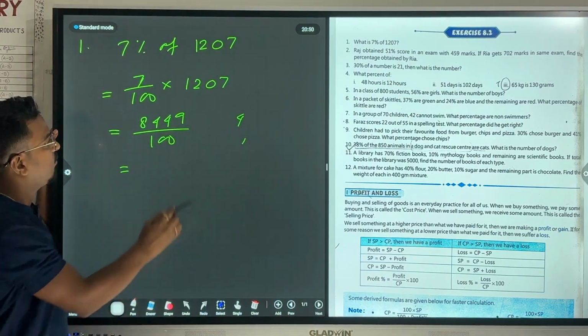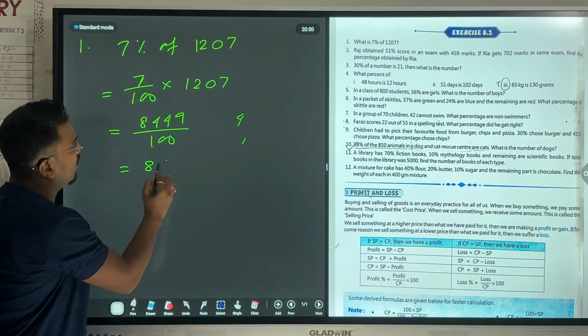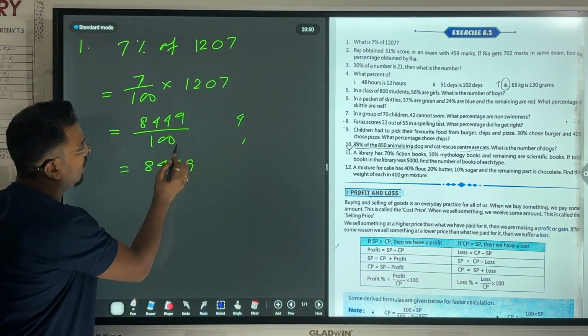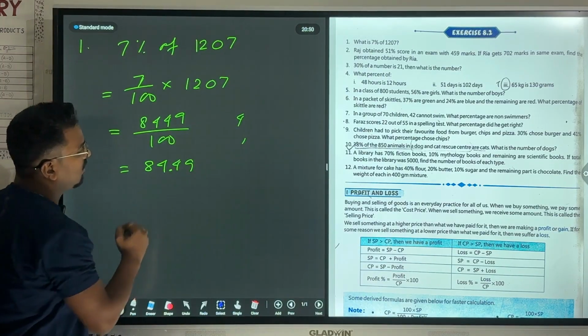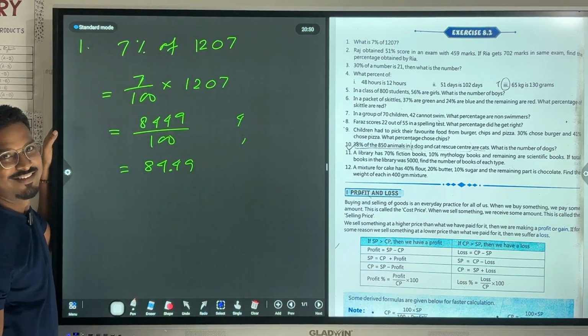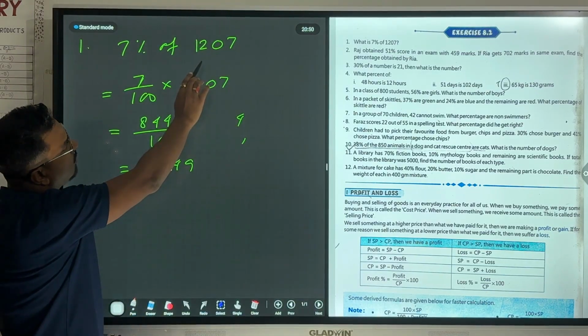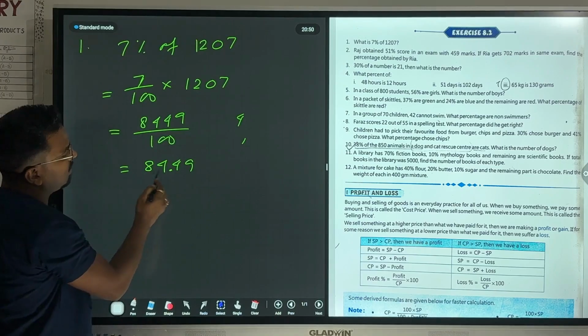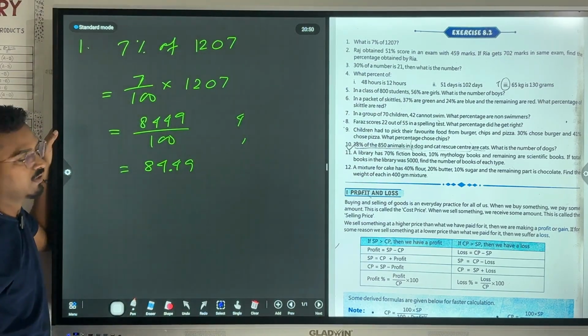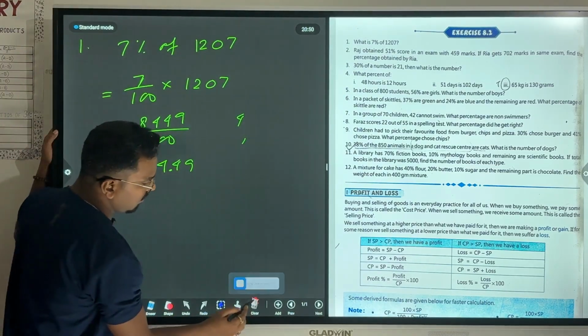8449. Now, if you divide by 100, it will become 8449. 2 0s are there. So, after 2 digits you have to put the decimal. Okay. So, 7% of 1207 is 84.49. Okay.